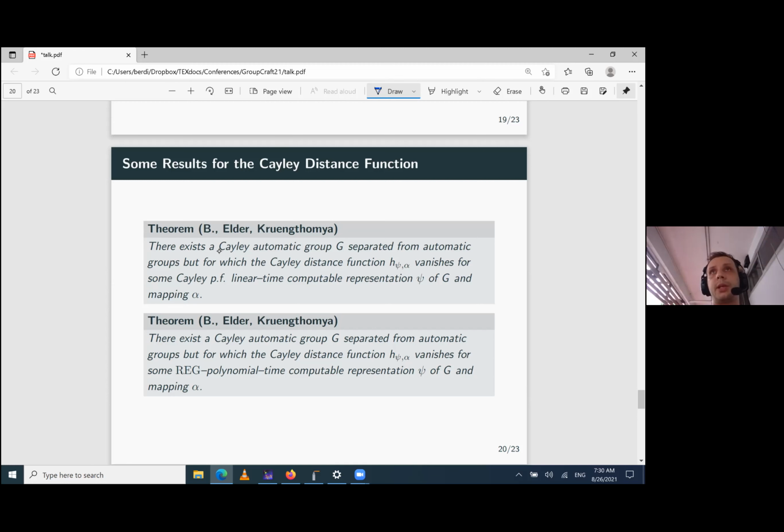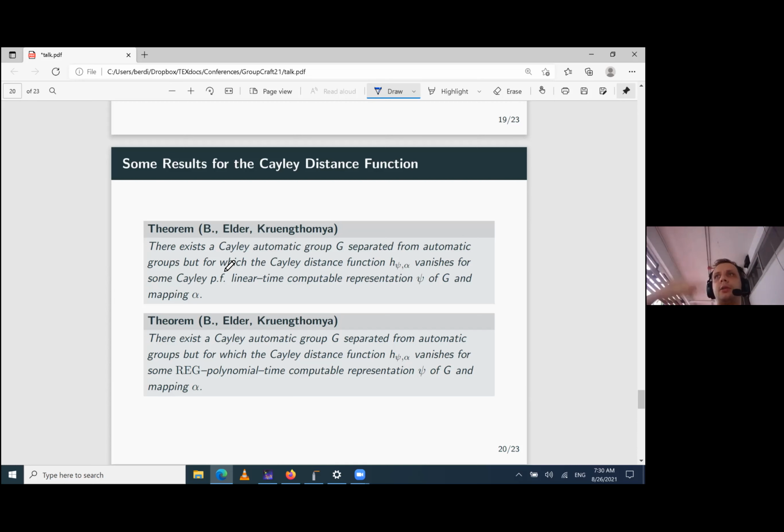Multiplication, you can do multiplication in polynomial time. And this Cayley distance function is 0. So this means that normal forms end up exactly in group elements, like in the case of automatic groups. So for the first theorem, the example was the lamplighter group.